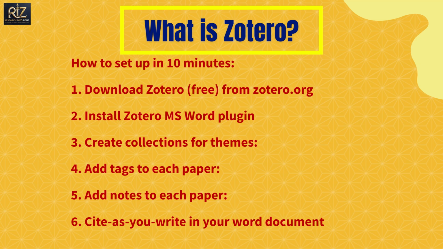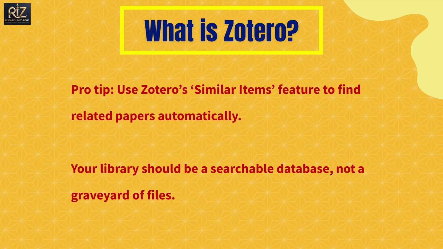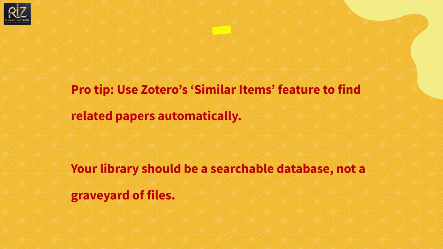Download Zotero, free, from Zotero.org. Install the Zotero MS Word plugin. Create collections for themes. Add tags to each paper. Add notes to each paper. Cite as you write in your Word document. Pro tip: use Zotero's Similar Items feature to find related papers automatically. Result: you can organize 100 plus papers in 1 hour, not 10 hours. Your library should be a searchable database, not a graveyard of files.